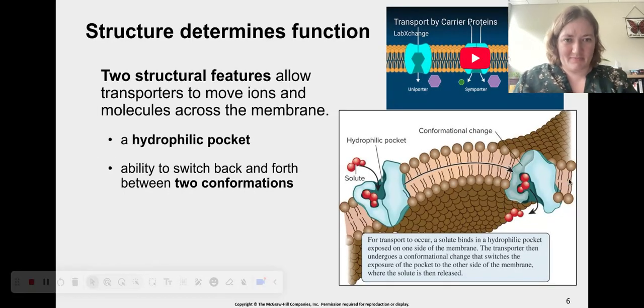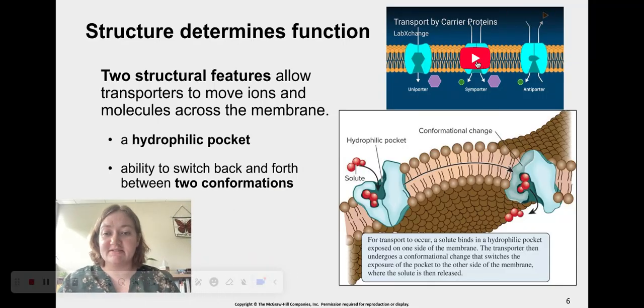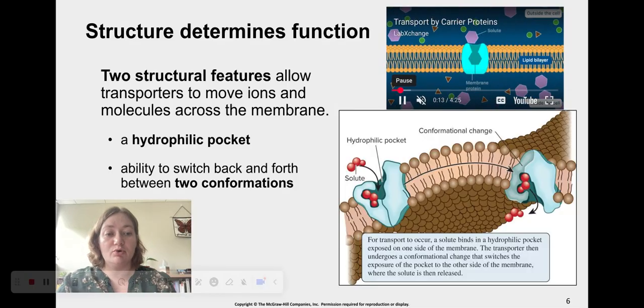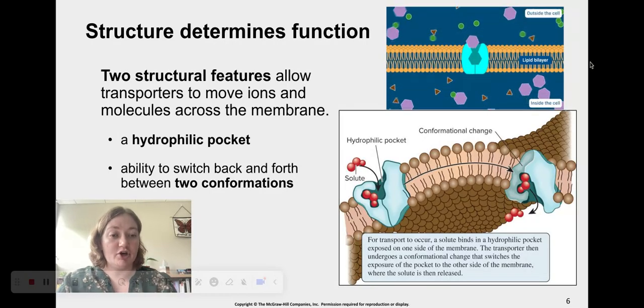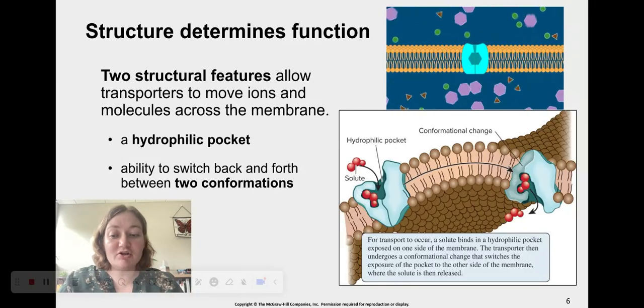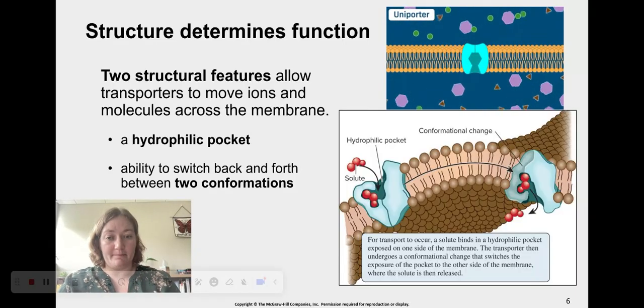All right, here is my video that I had just to be able to kind of watch this as it moves along, right? So I talked about it having a hydrophilic pocket, which we saw, that's where the molecule comes in, right? And then it's able to switch back and forth between these two conformations. And so in this image here, I think it gives you a good visual of how this happens. The solute goes into that protein, changes shape, and that solute moves across the membrane, right? And it does this over and over again, right?